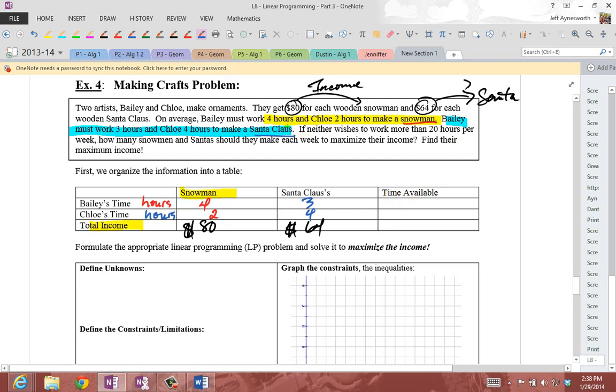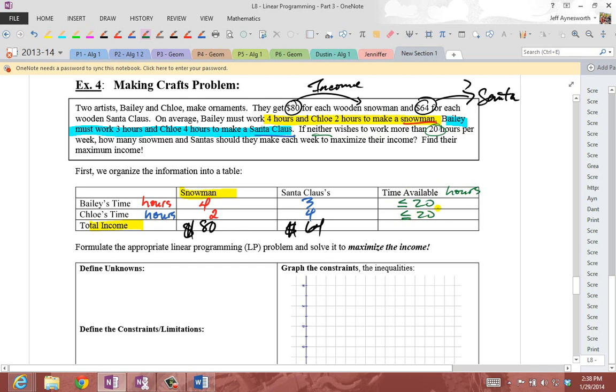It says here that if neither one wishes to work more than 20 hours per week, how many snowmen and Santas must they make to maximize their income? Well, listen here, guys. Use your logic. If neither one wants to work more than 20 hours, that means they want to work less than or equal to 20 hours. And that's the time available in hours. So the key word is neither. And that goes for both of them.